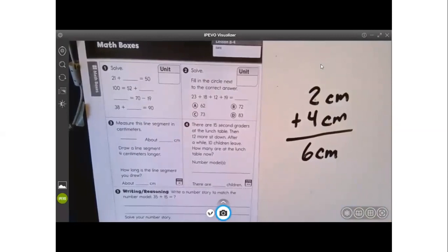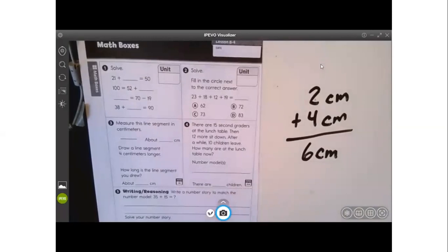Okay. Number 4 says there are 15 second graders at the lunch table. Then 12 more sit down. After a while, 10 children leave. How many children are at the lunch table now? Make sure you're writing number models because there's 2 steps to that. The first step is you are adding the 15 second graders and 12 more that come to sit with them. Once you get that total, then you have to take away the 10 that leave. So make sure you show both steps. Make sure you tell us what the correct answer is down at the bottom.